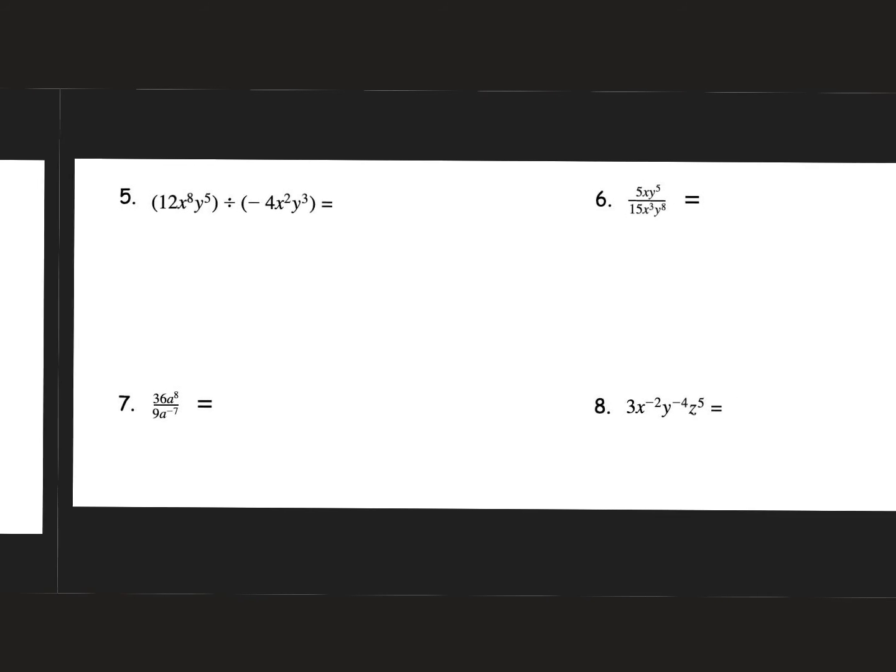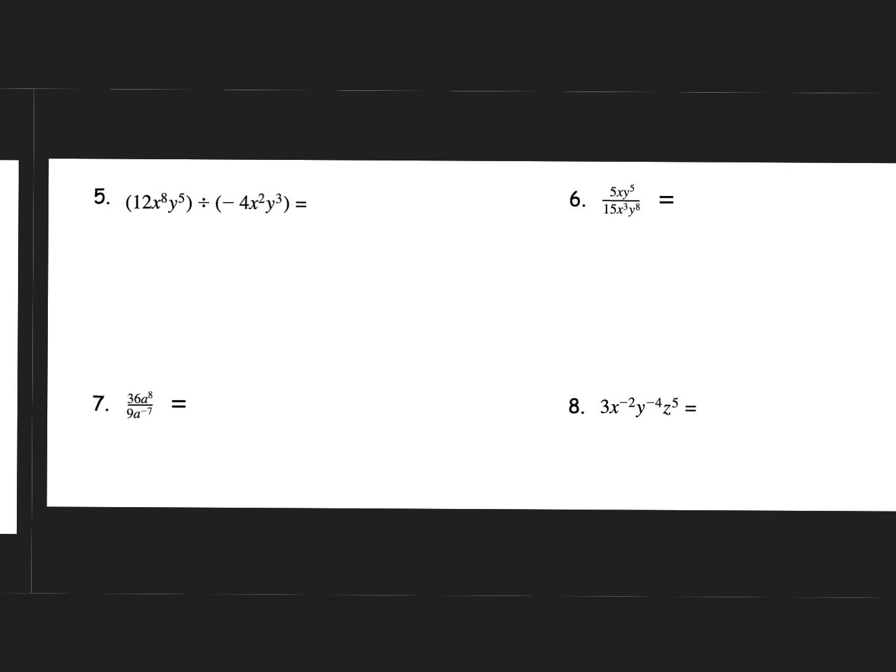All right. Now let's take a look here and look at some quotients. So we've looked at raising a power to another power, like bases, so on and so forth. Now let's look at when we're looking at division. So for example, for number 5, I'm going to actually rewrite number 5. I have 12x to the 8, y to the 5th, all over negative 4x squared, y cubed. Remember, anytime you are dividing like bases, you are going to subtract your exponents. So subtracting only goes along with exponents.